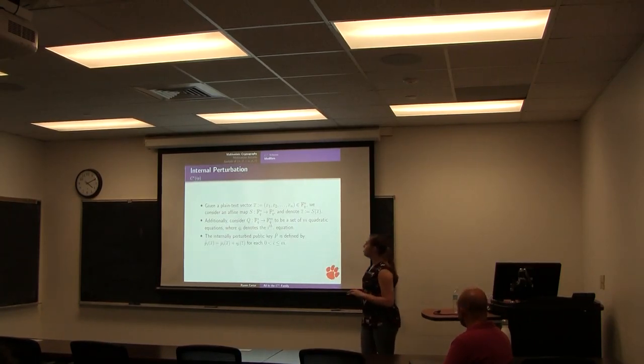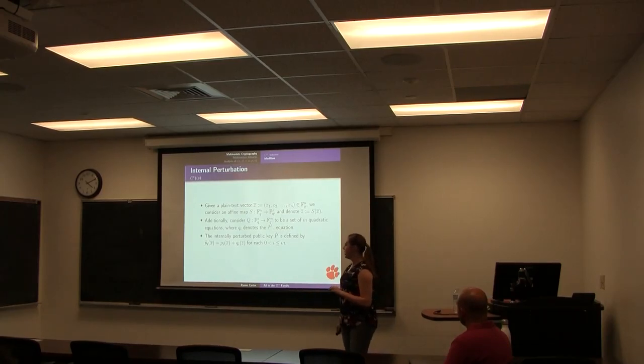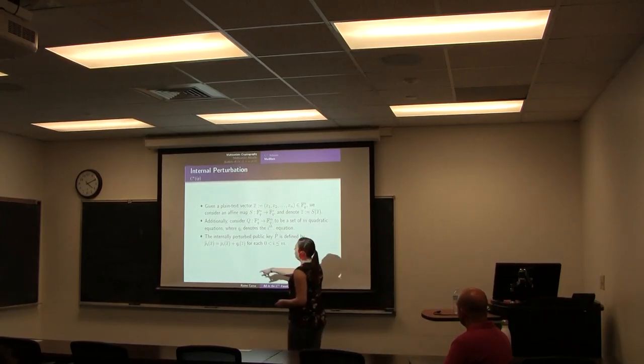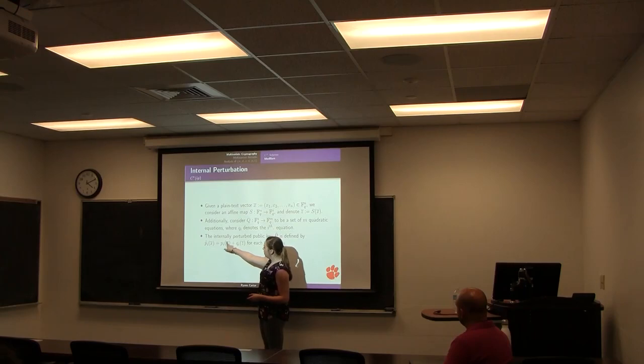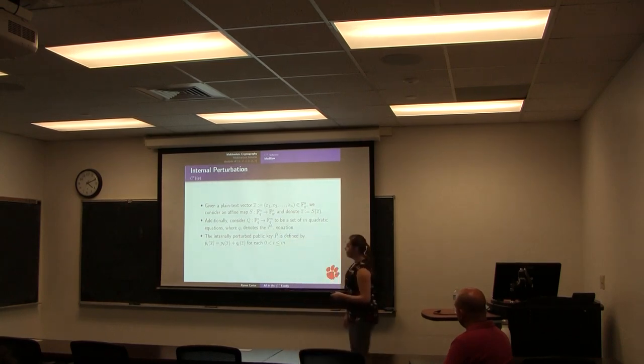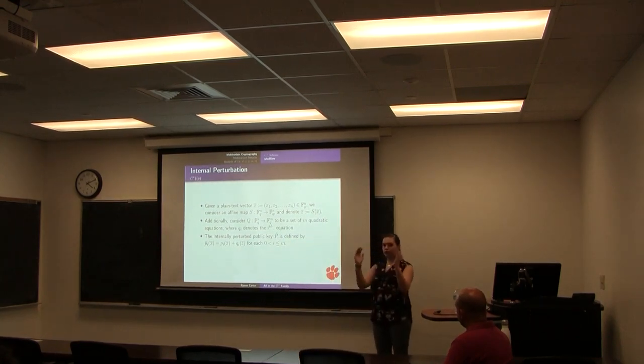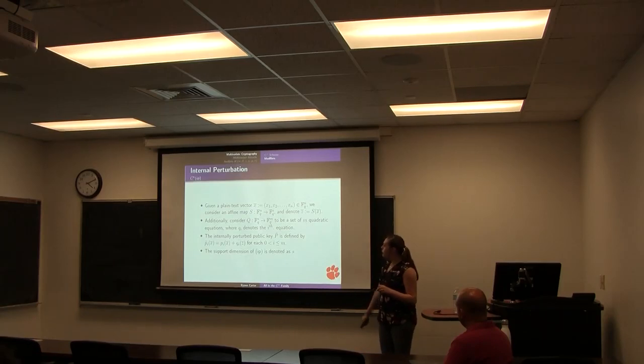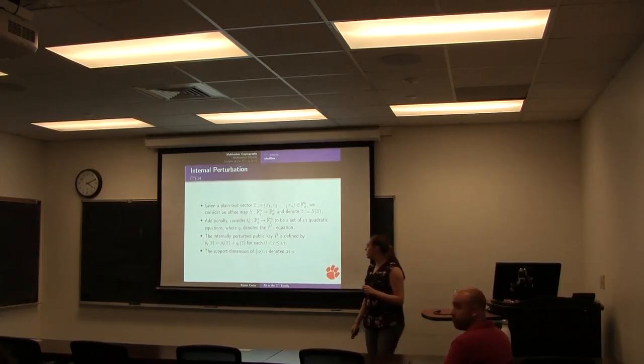Then my internally perturbed public key is going to be defined by my original public key equation evaluated at x, and to that I will add my new quadratic equation evaluated at z. So for each equation, I'm just adding a little bit more. The support dimension of IP is going to be denoted as lowercase s.